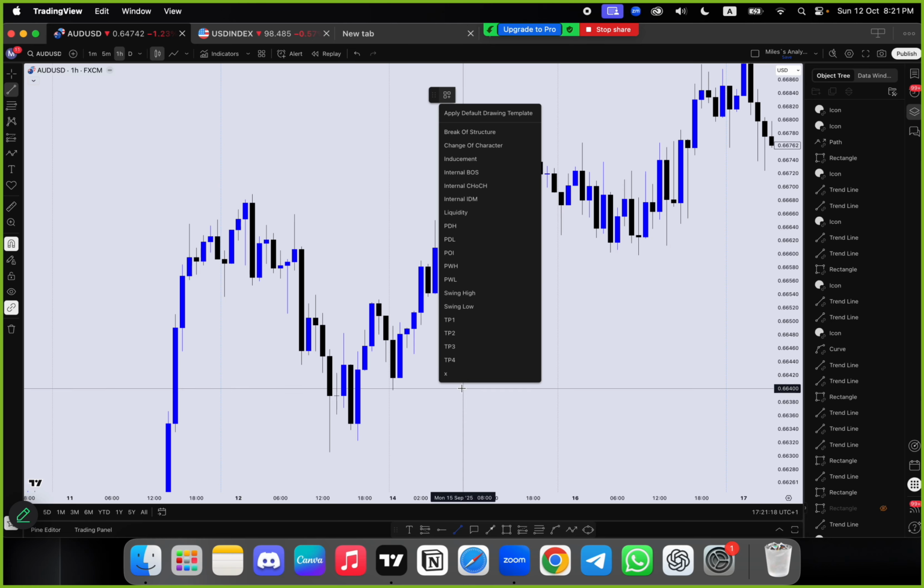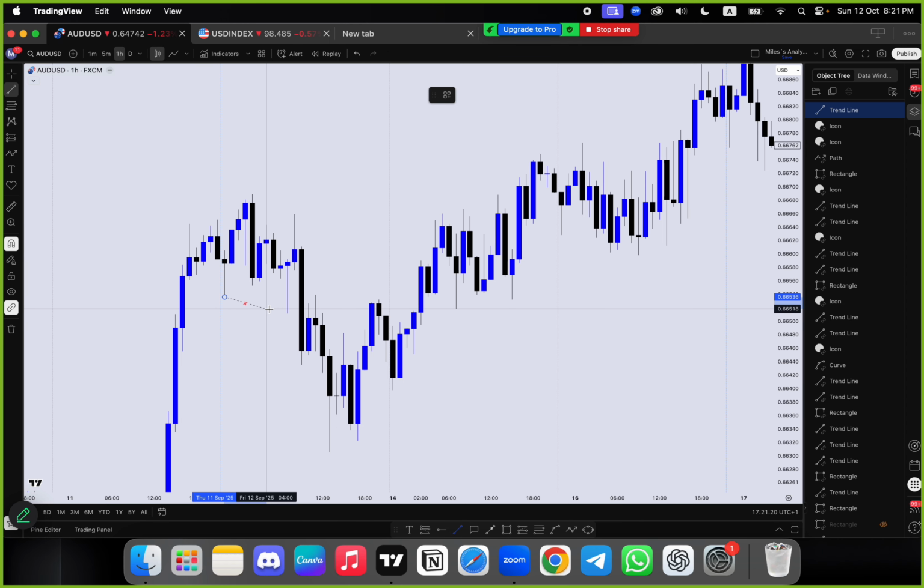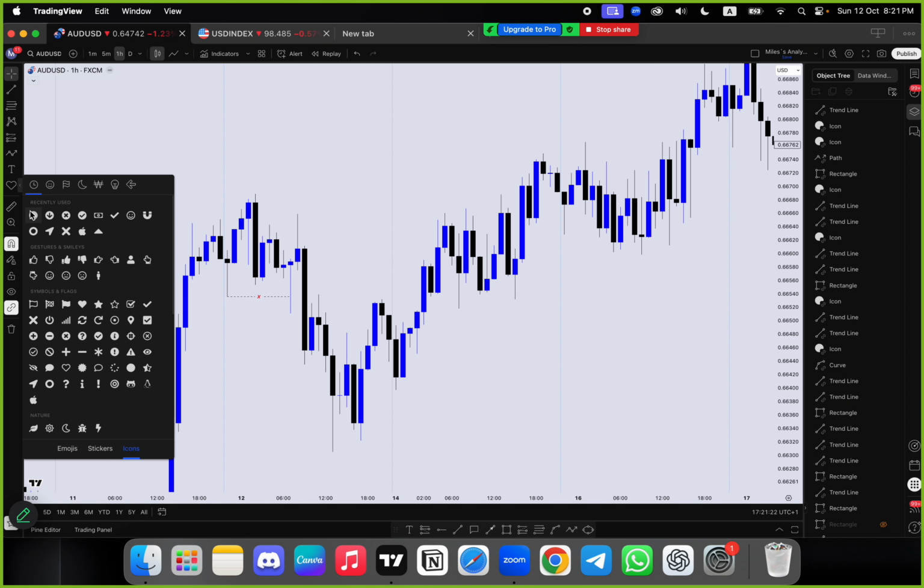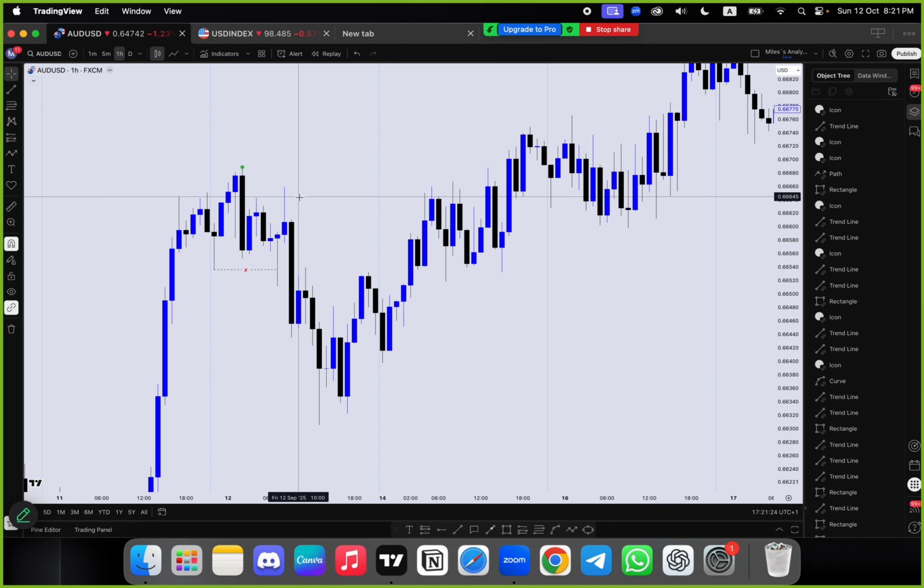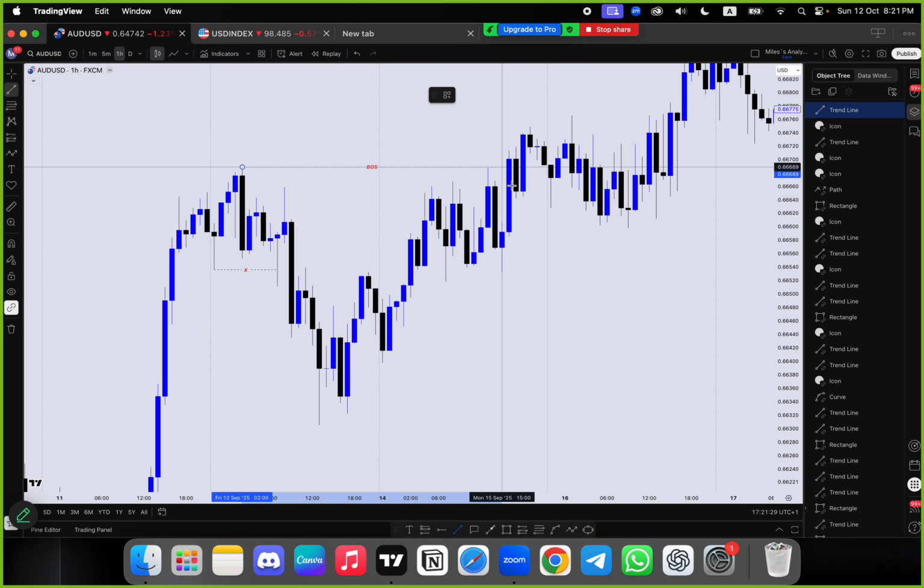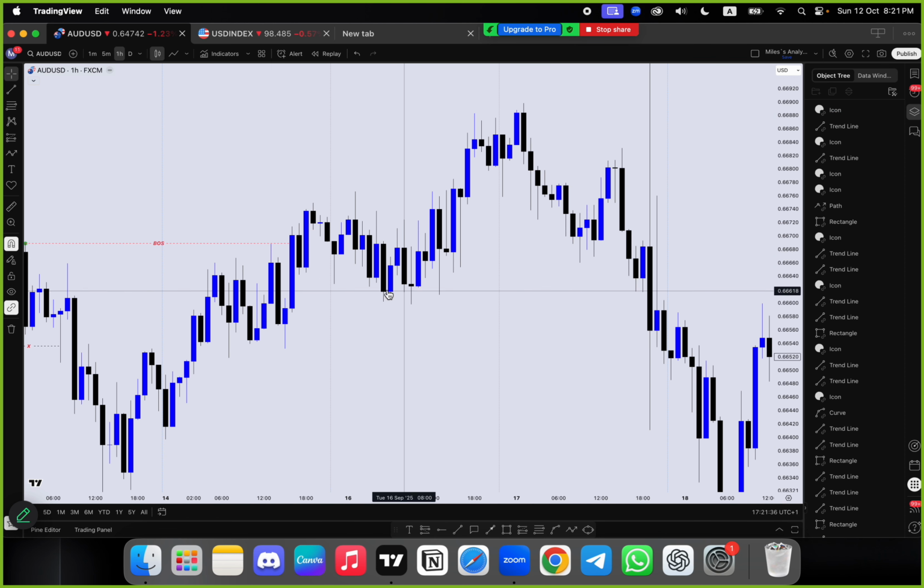This became an inducement taken out, giving us a new valid higher high at this point, and the high got broken, giving us a valid breakout structure. And when the breakout structure is created, this becomes a valid lower high. And after that, price created impulse, pullback, impulse, pullback.